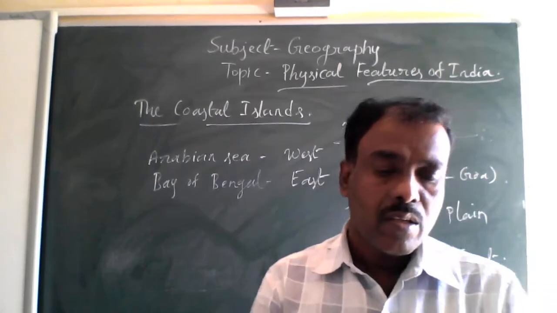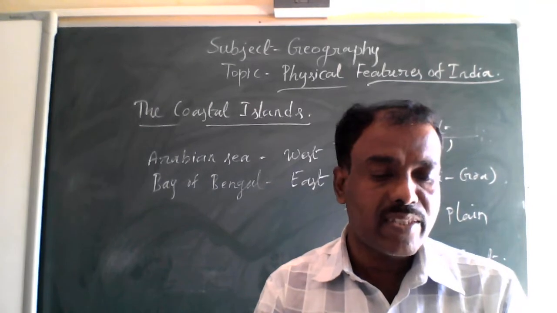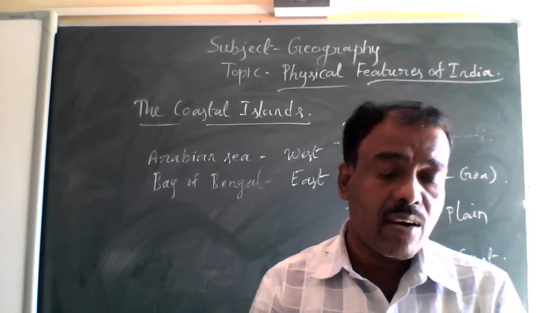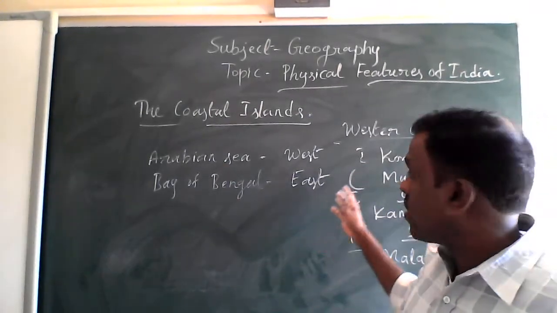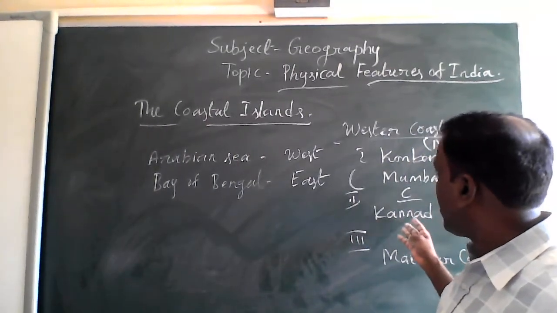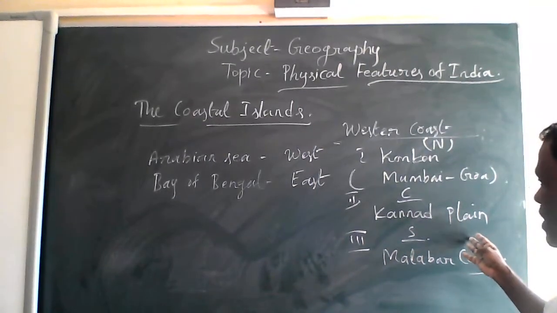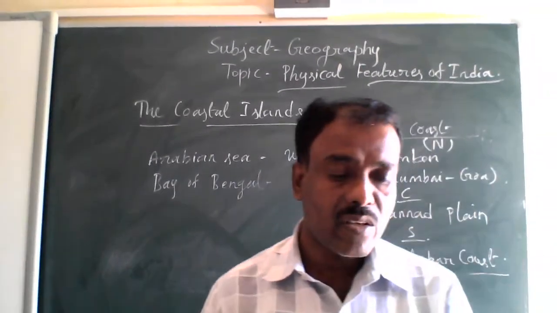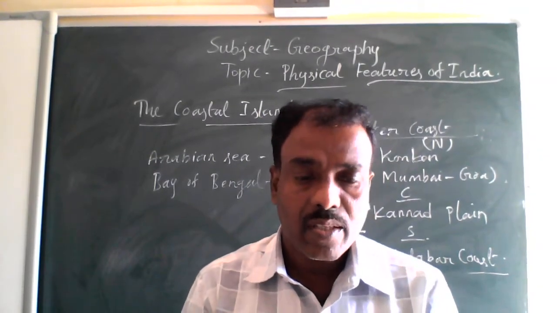So, between the Western Ghats and the Arabian Sea, that is a narrow plain, and it consists of three sections. The northern part of the western coast is called Konkan, which includes Mumbai and Goa. The central part is called Kanara Plain, and the southern western coast is referred to as the Malabar coast.